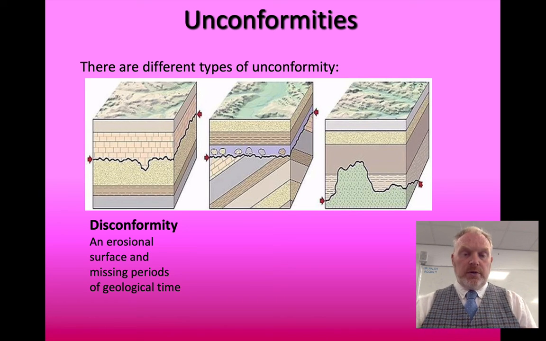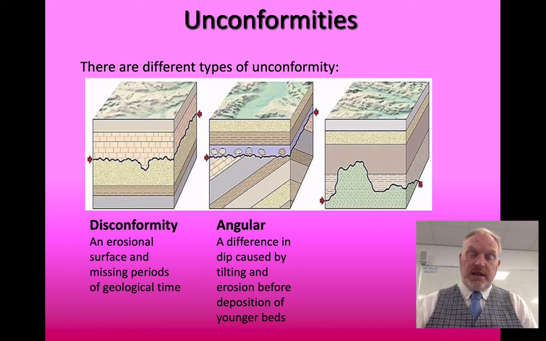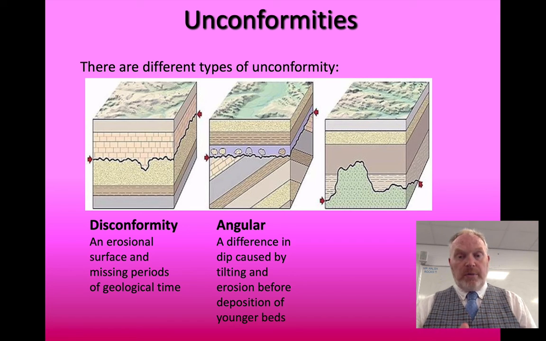Far more common is the angular unconformity. Now this is called an angular unconformity because there's a difference in the dip between two sets of beds. So the older set of beds there have been deposited, then tilted, then eroded off at the top before younger beds get deposited on top of that. That really is quite a common structure.